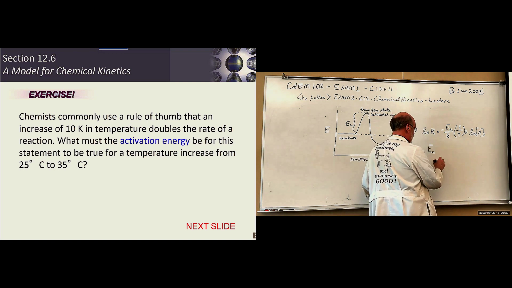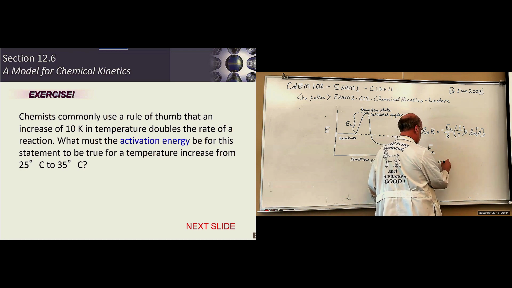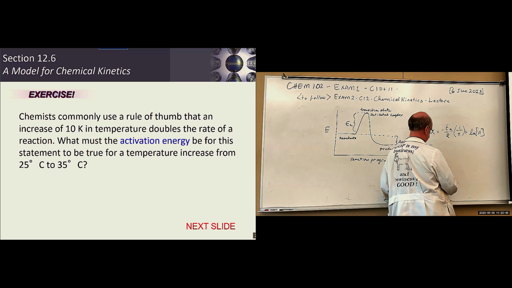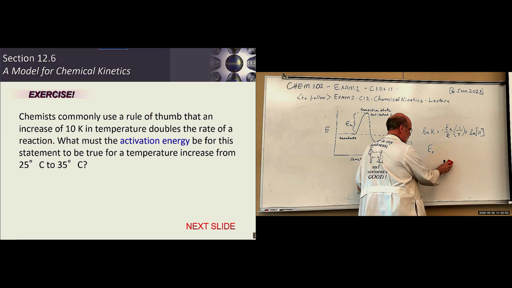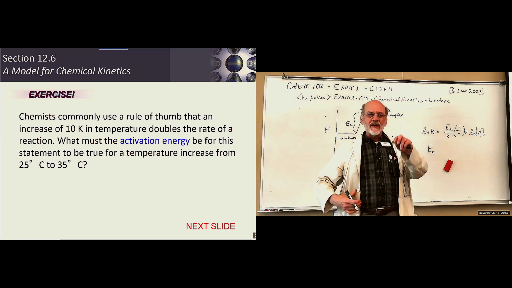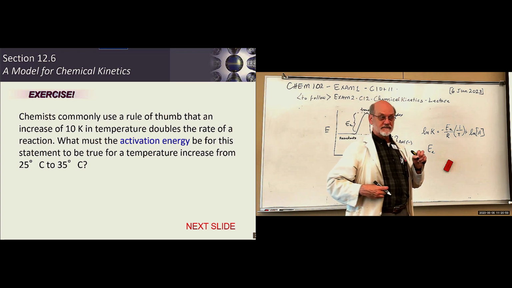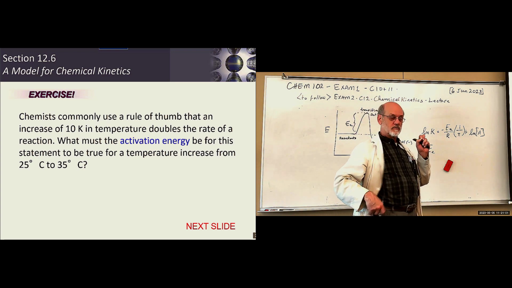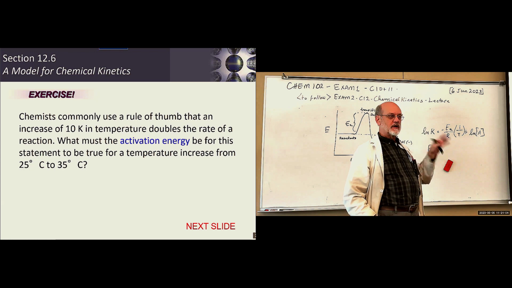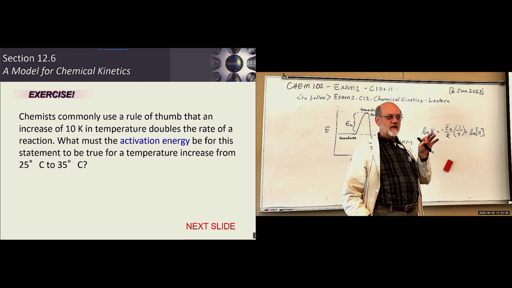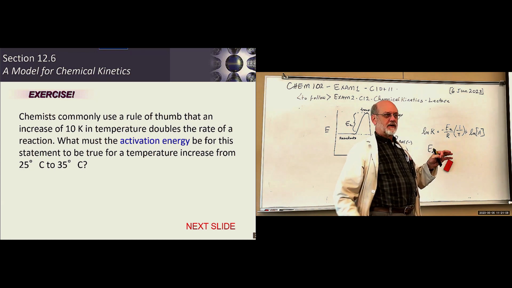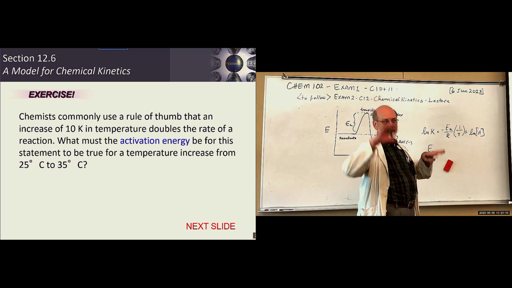The rule of thumb is that the reaction rate, let me just put it in words, doubles for every 10 degrees Celsius increase. So if your temperature goes from 20 degrees to 30 degrees, the reaction rate will double. But that's a rule of thumb, all right? It can vary all over the place.